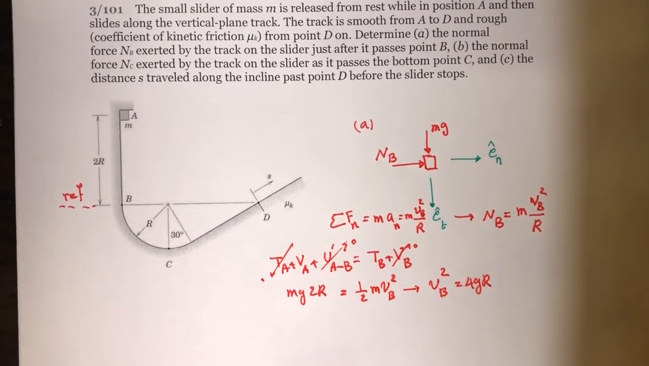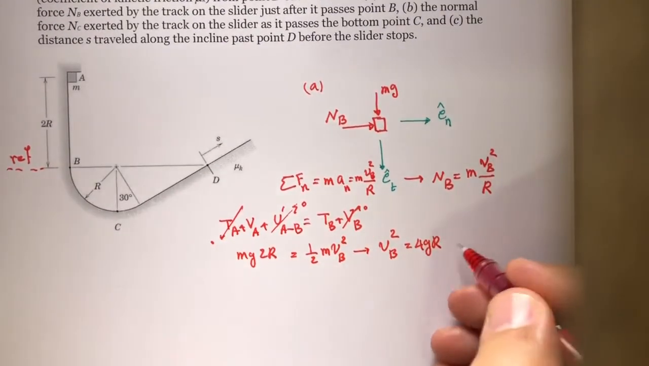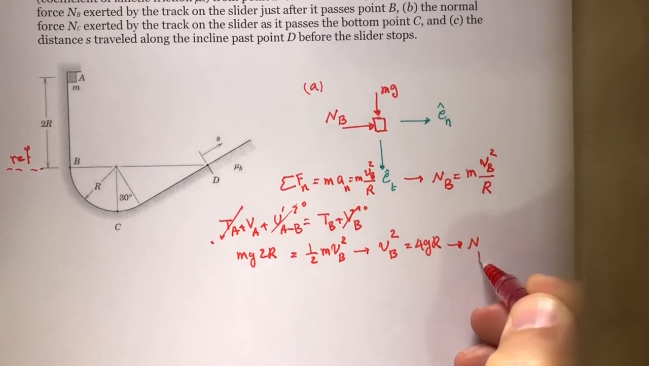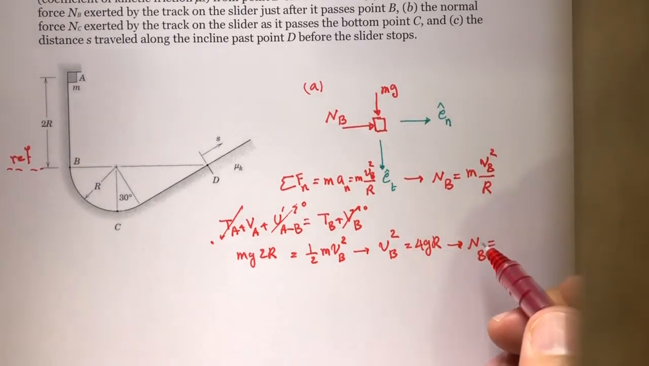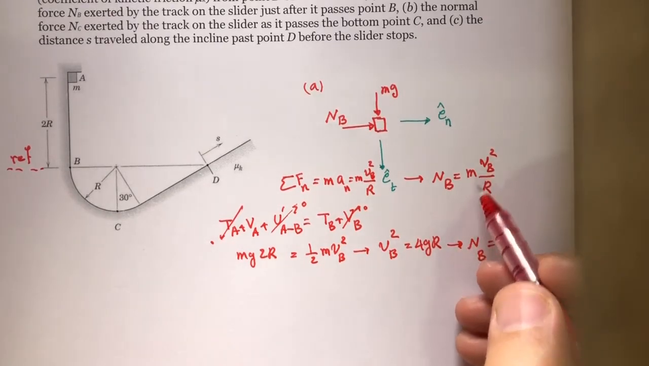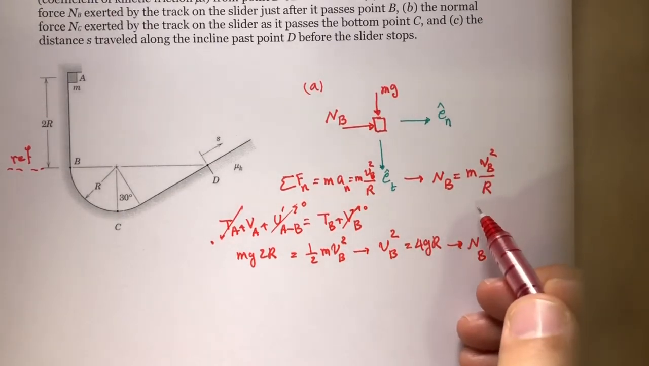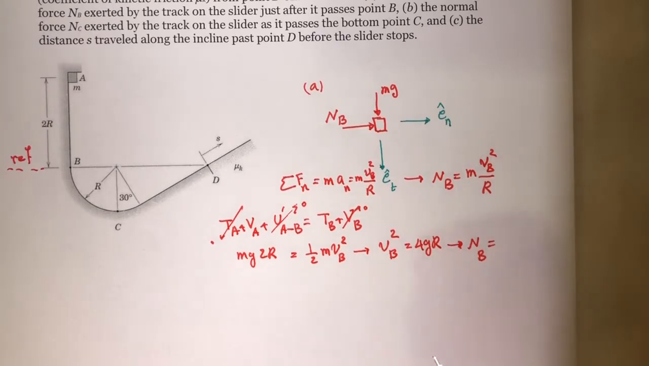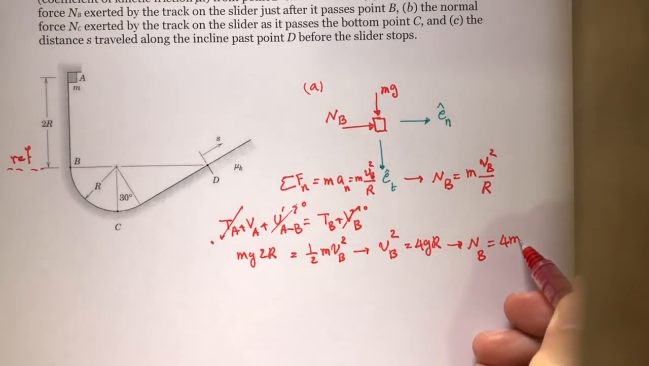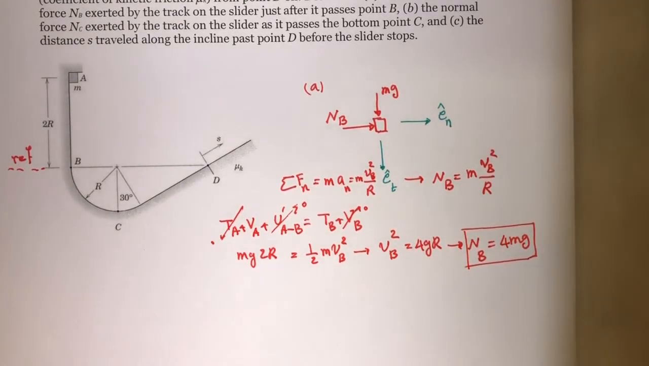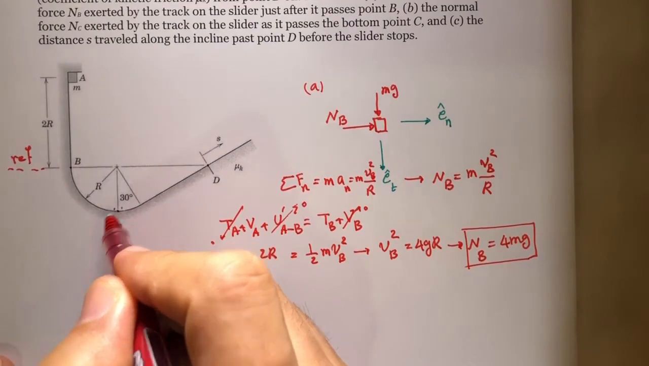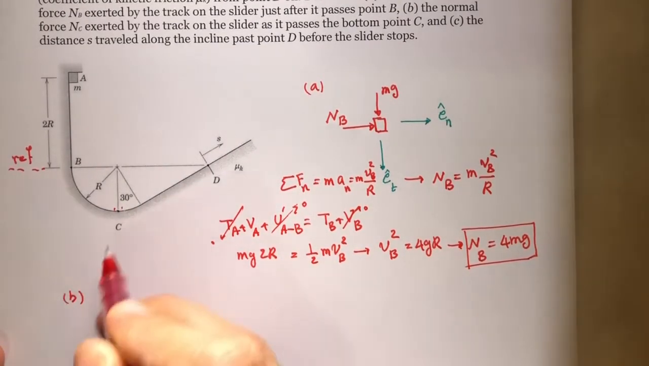And if I put it there, I'm going to be able to find NB. So NB is going to be equal to m times 4gr divided by r. So it's going to be 4 mg. We can do the same thing for point C.